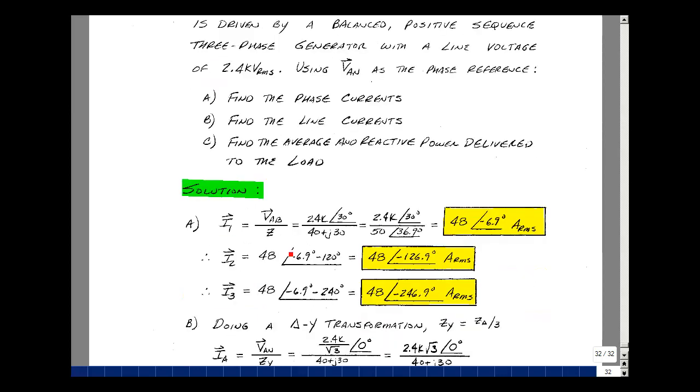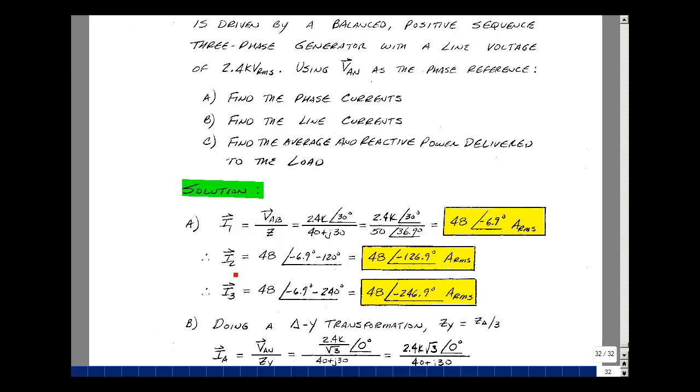Using our formulas from page 29 to find the phase currents, I1, I2, and I3, it's equal to V sub AB over Z, so 2.4K at angle 30, divided by the impedance 40 plus j30. Putting this into polar form, we've got a magnitude of 50 and an angle in the first quadrant of 36.9 degrees. This ratio is 48, and the angle is the numerator minus the denominator angle, and that will be amps RMS.